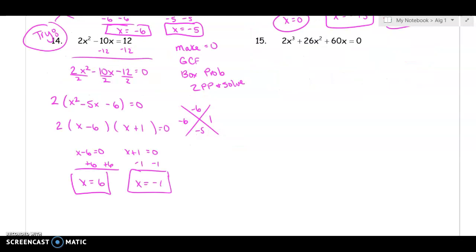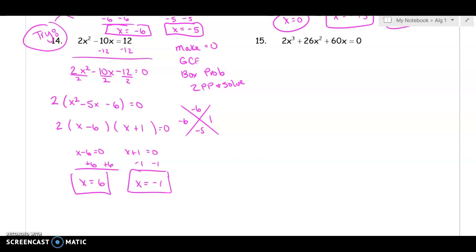Okay, so let's see how you did. So first off, you want to make it equal to 0. So I had to move the 12 over by minusing 12 from both sides. I put it at the end so it's in descending order. After that, I noticed that my GCF was 2. All three of those numbers are divisible by 2. So I divided everything by 2, and that's how I got x squared minus 5x minus 6. And the 2, my GCF goes out in front.